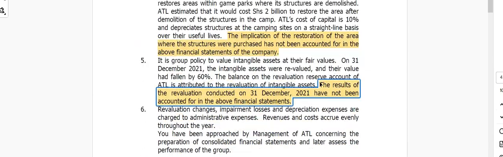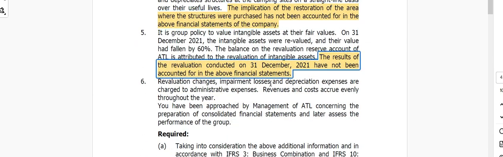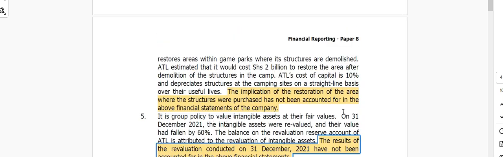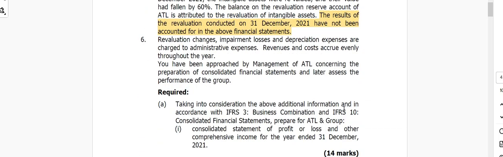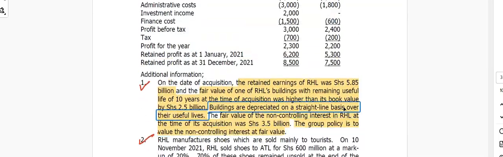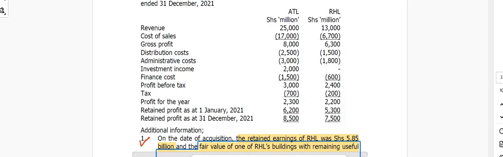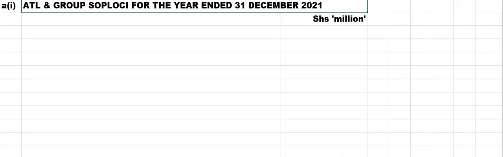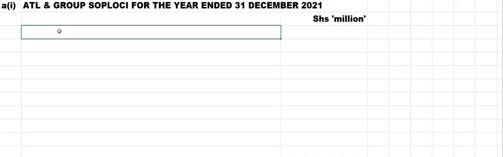So I think we have this note about revaluation changes, impairment, depreciation are charged to administrative expenses. Revenues and costs accrue evenly throughout the year. So I think I can start on my statements very fast. Statement of profit or loss. Let's first look at the statement of profit or loss. So you go to your page, you have your workings as per the additional information. Group statement of profit or loss. Let's do this.